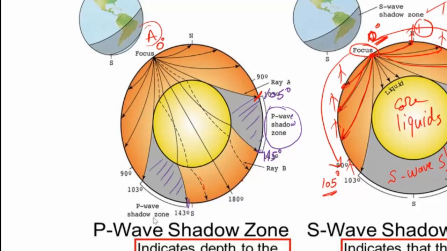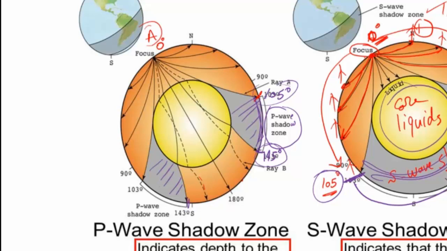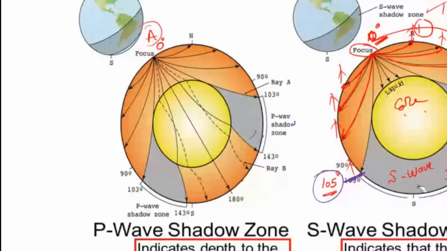There is no P wave at all. And there is no S wave in this total area from 105 to 105 on the other side. And for the P wave, from 105 to 145 on both sides of the Earth. Okay, guys? So the S wave cannot continue because of the liquid core. The P wave cannot reach the shadow zone because of the refraction. And this is how they discovered the liquid core.